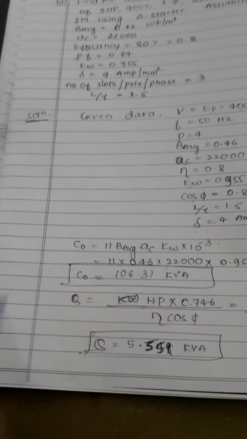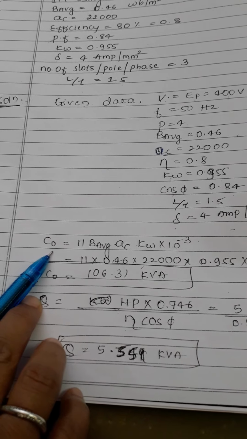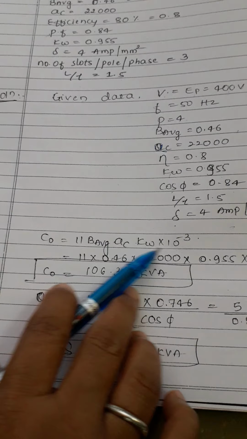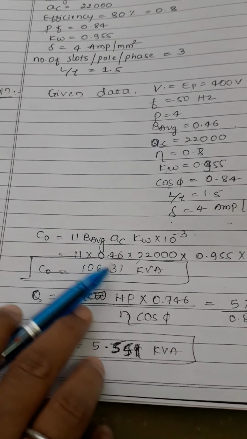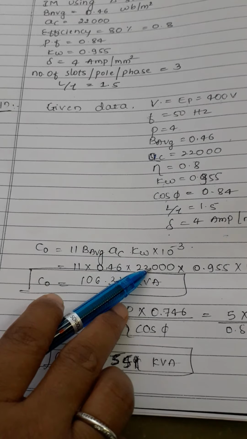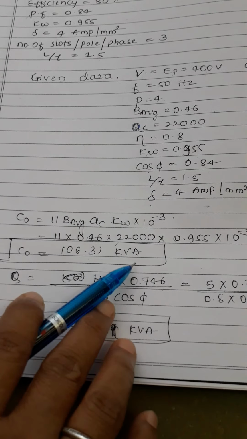Now you know the formula of induction motor. We have to find out first C0, 11 B average AC winding factor into 10 raised to minus 3. We have to substitute all this data. 11 B average, we have to substitute AC 22,000, winding factor and 10 raised to minus 3. C0 we got 106.31 kVA.